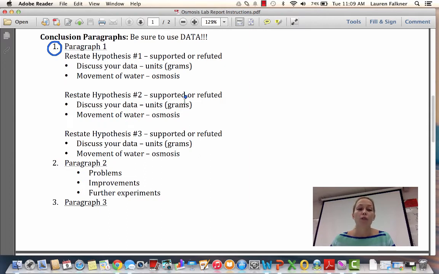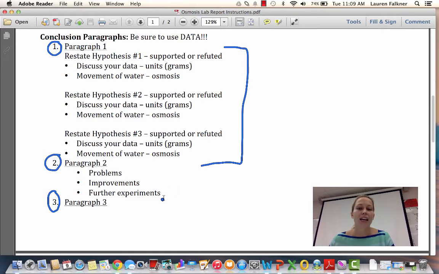So your first paragraph is going to be a pretty big paragraph where you're going to address all 3 hypotheses. In paragraph number 2, you are going to talk about any problems that you might have encountered with the procedure, any possible improvements you might make to the procedure, and then talk about further experiments. With regards to the further experiments, think about solutions that organisms would encounter in the real world. Maybe, I don't know, freshwater, saltwater, treated water. So think about that.